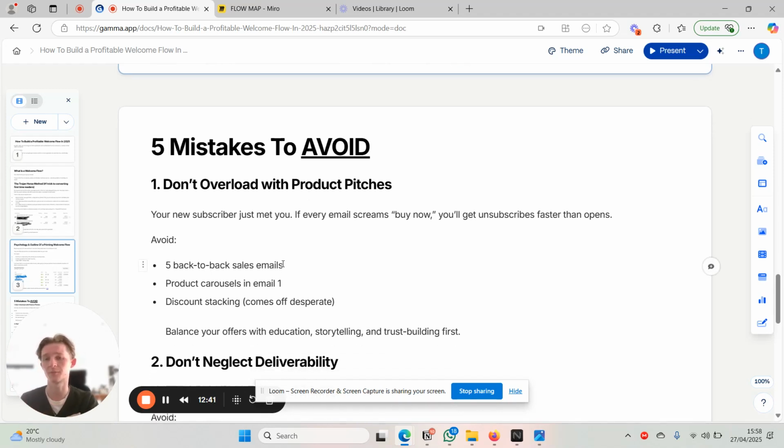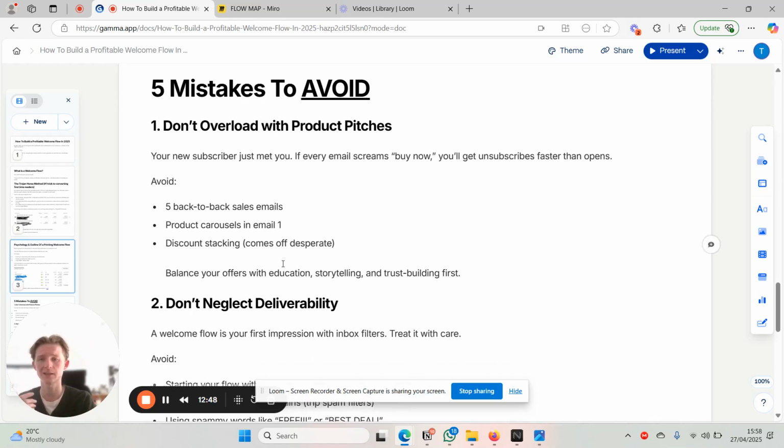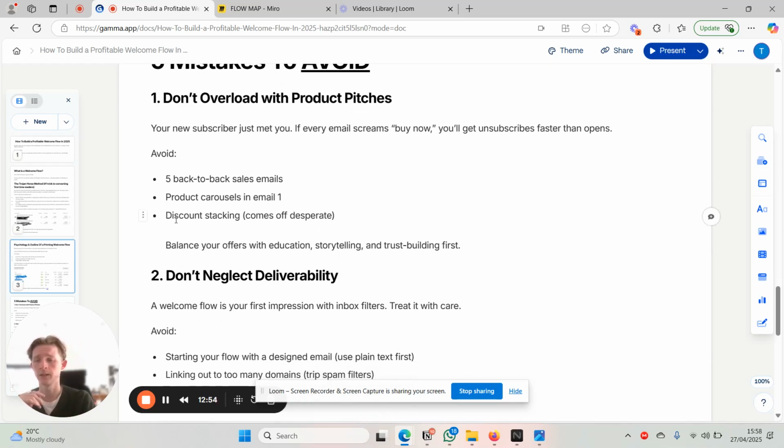So avoid sending just back-to-back sales emails on the first one, a big designed product carousel everywhere, and discount stacking. So first, second, third, all have different discounts. You're just going to come off as desperate. Balance your welcome flow or your offers with education, storytelling, and trust building.